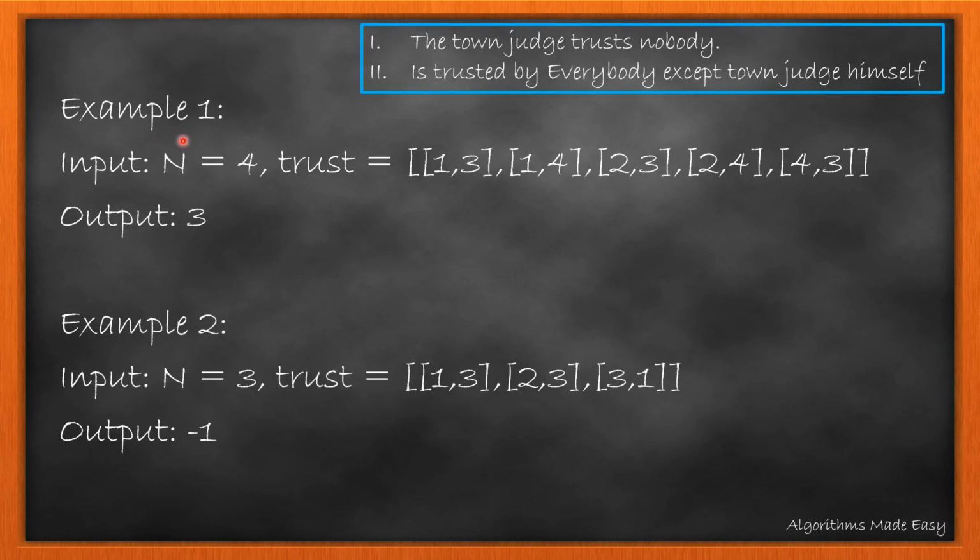In example 1, we have n equal to 4 and we see that 3 trusts no one and is trusted by all. So we return 3. In the second example, we have n equal to 3 and as we can see, each person trusts somebody. The first condition fails and we return -1. Let's see how we can solve it.